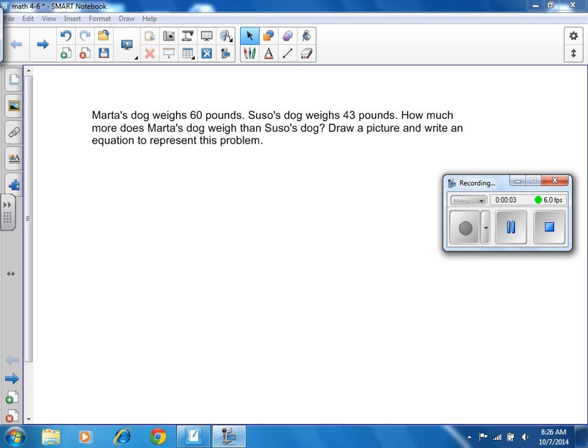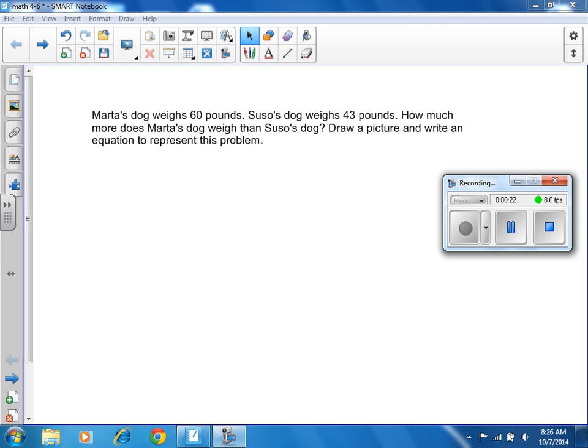Topic 4 has a lot of word problems involved on the test. Most of them will be written in a diagram or a picture, and you're going to have to pick which one represents the problem. So we need to know what our problem is.